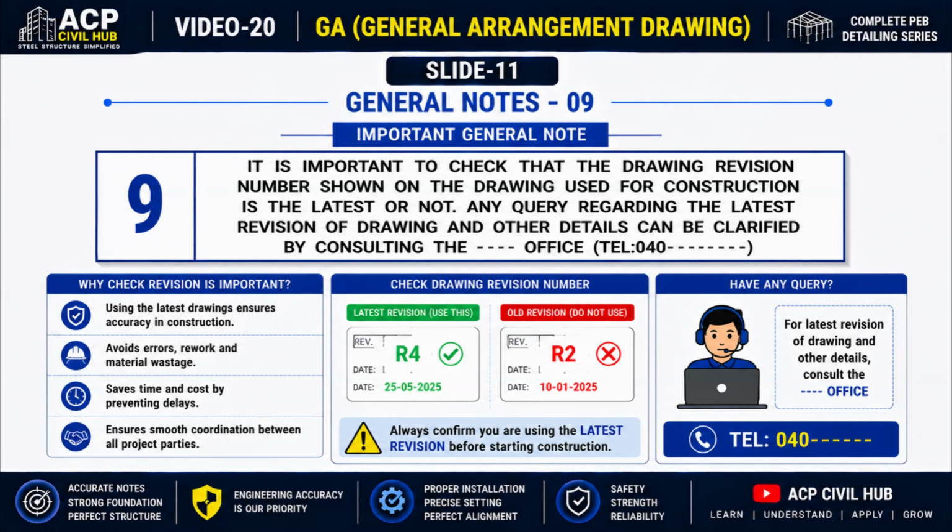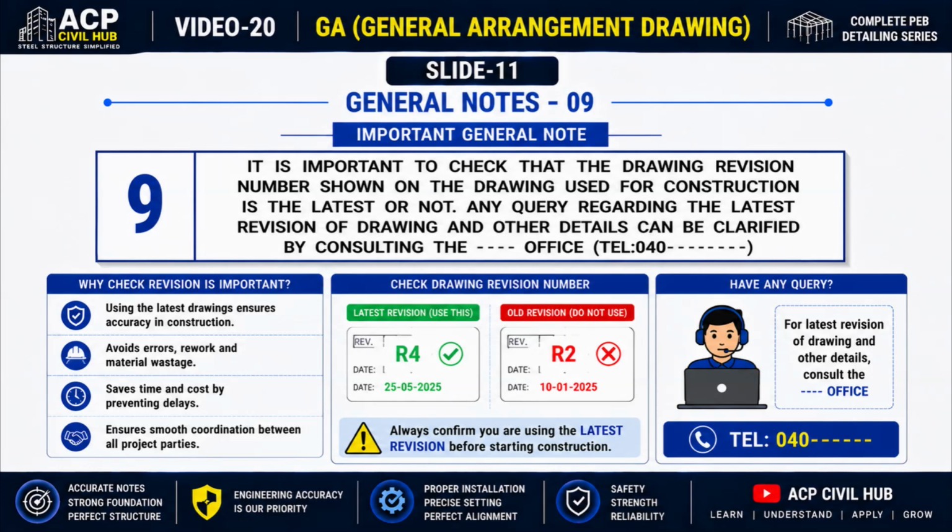If fabrication or site work is carried out using an outdated revision, it can lead to incorrect member fabrication, installation mistakes, material wastage, costly rework, and project delays. Before starting any fabrication or erection activity, always check the drawing revision number, revision date, and revision history to confirm that you are using the most recent approved drawing.